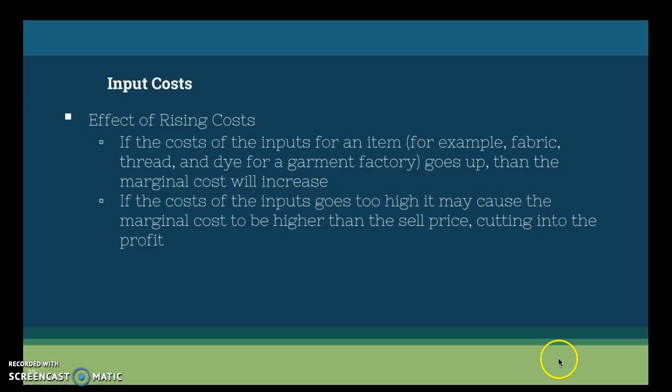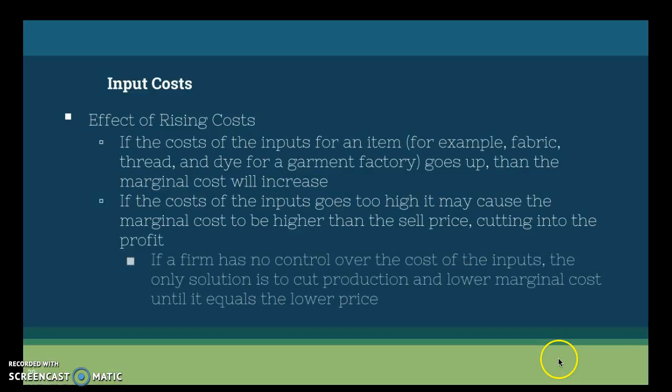So if it costs so much to get this thread that now the thread costs more than the t-shirt we're going to make with it, that's going to cut into our profit. And if this is the case and a firm has no control over the cost of the inputs, maybe this thread they get is super unique and they can only get it from one place, the only solution for that firm is to cut production so they can lower their marginal cost until it equals the lower price.